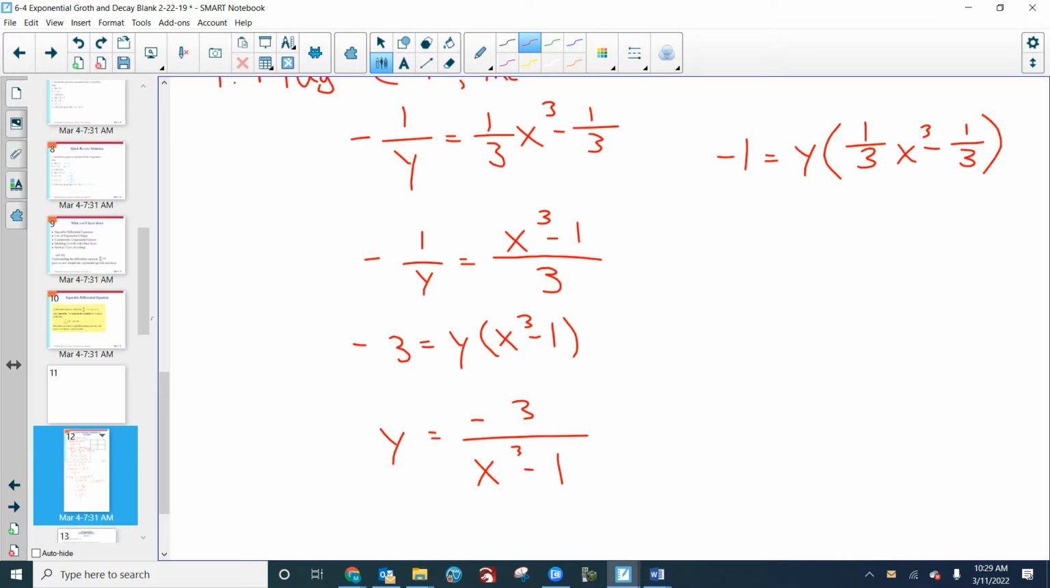Did you do this? Nobody distributed the y, did they? Okay, thank you. All right, did you get y equals -1 over 1/3 x cubed minus 1/3? Okay, I guess that's okay. Do you agree you could have factored a 1/3 out of the denominator and then keep change flip to the 3 to the top? Yes? Yeah, that's fine. You want to see it?